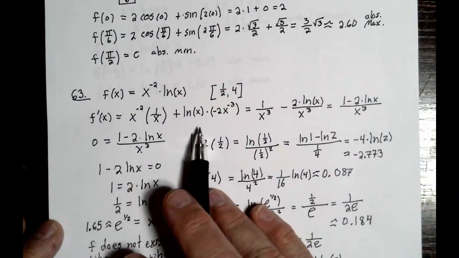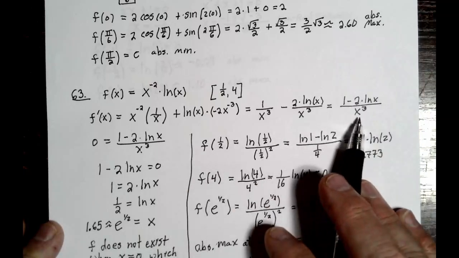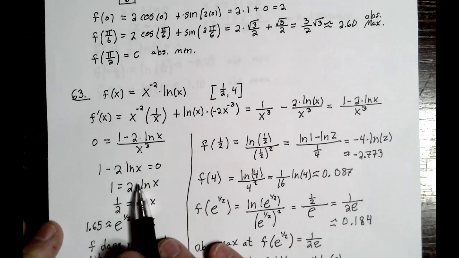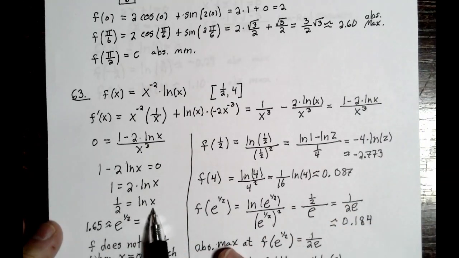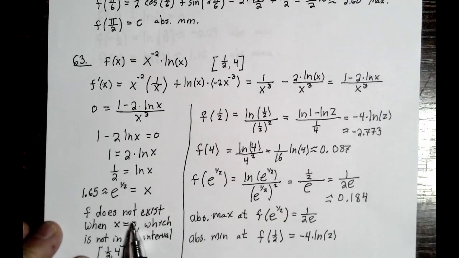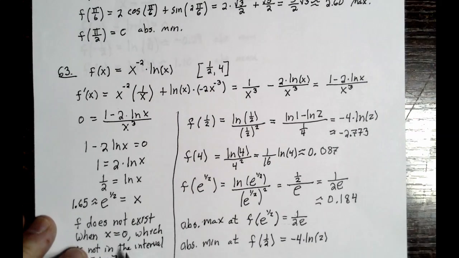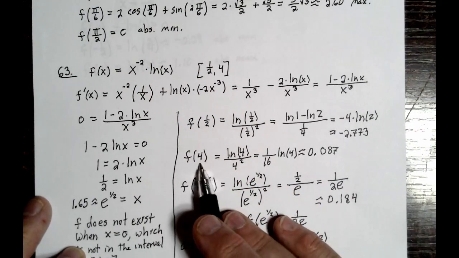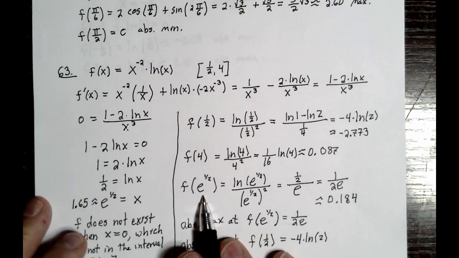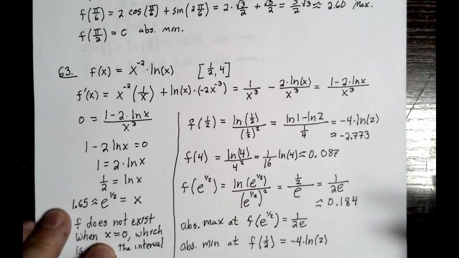So here you take the first derivative, write it as one fraction, set the numerator equal to 0, denominator equal to 0, and you get e to the 1/2 power. But notice when you get x equals 0, that's not in your interval from 1/2 to 4, so it's not one of your critical numbers. So you take the endpoints of 1/2 and 4, as well as the one critical number you had, and you pick the largest and smallest.